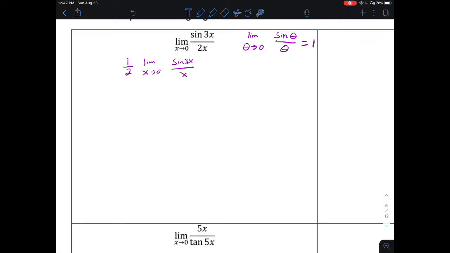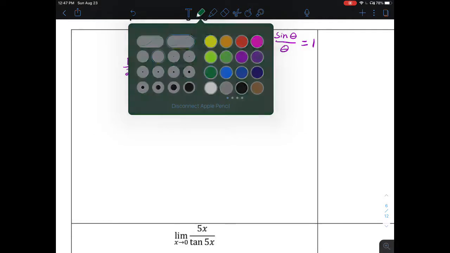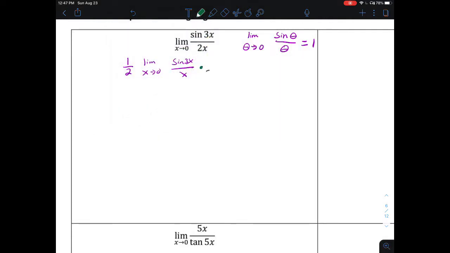Well, I have 3 times x inside of sine, and it's not going to be very easy for me to rewrite the sine of a triple angle. So what I'm going to do is adjust and try to put a 3 down here in my denominator. In doing so, I would have to multiply my denominator by 3 and multiply my numerator by 3 at the same time and rewrite the problem. So we'd have 1/2 times the limit as x approaches 0 of 3 times sine of 3x divided by 3 times x.